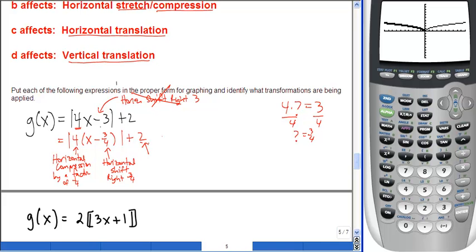Okay? And then what does this plus 2 do on the end? Well, since it's outside of the absolute values, that's going to cause a vertical shift. And since it's plus 2, that means this is going to go up 2.